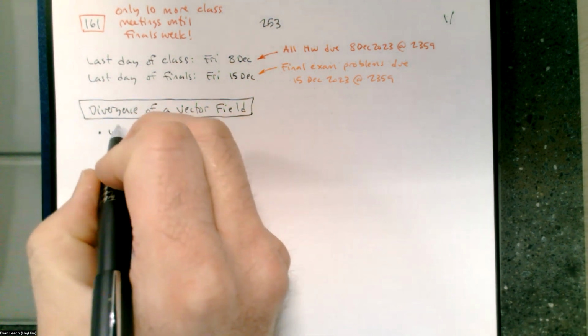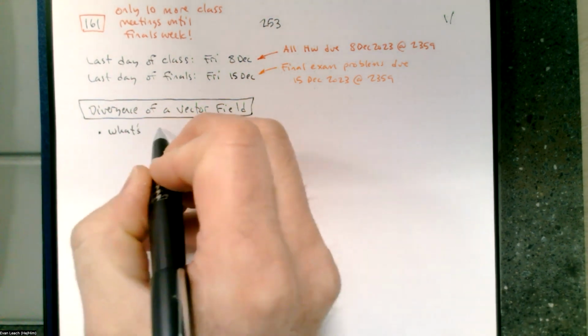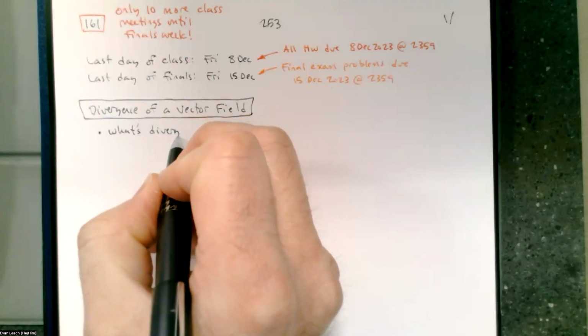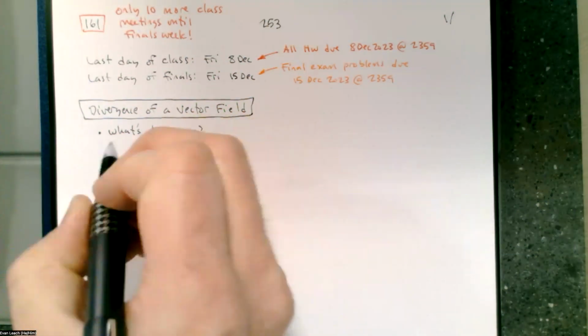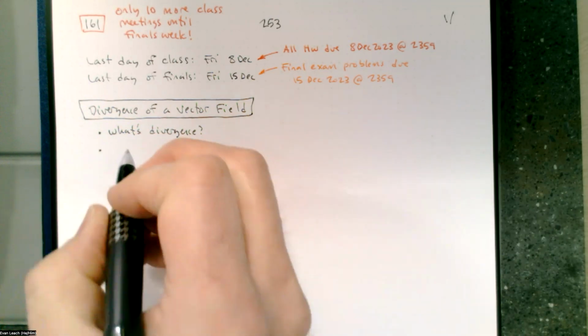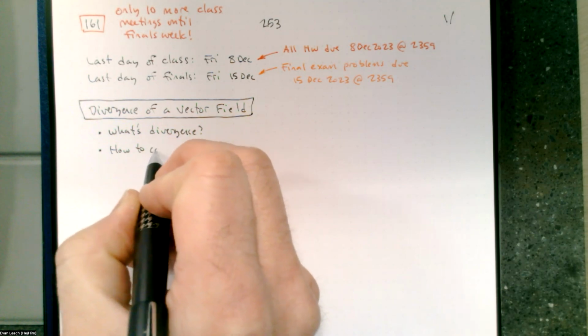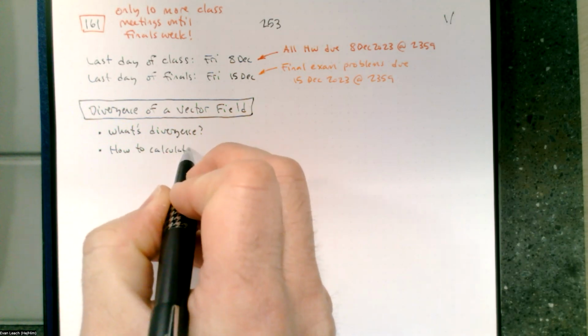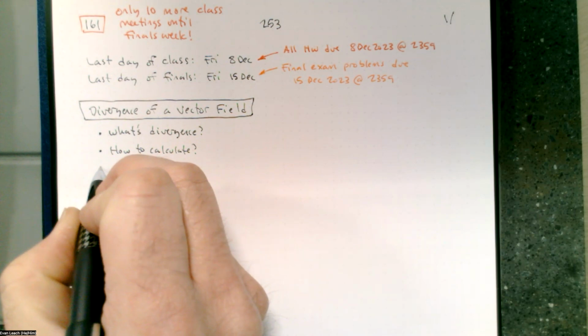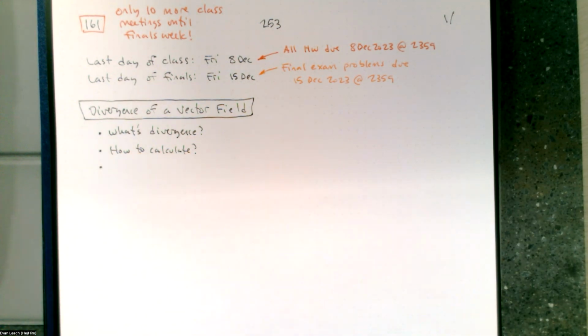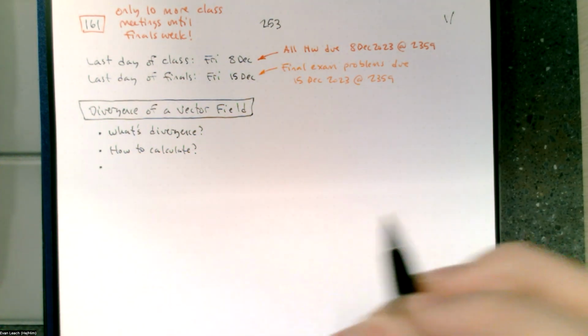What's divergence? How do we calculate it? And then how does it fit in the calculus lore?